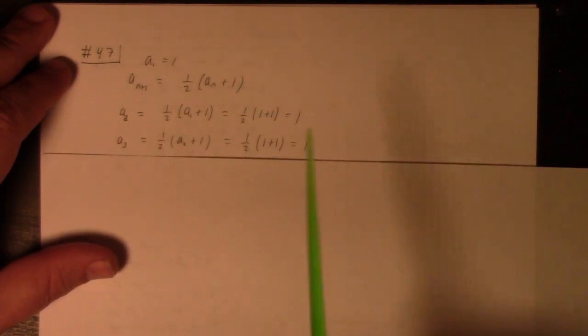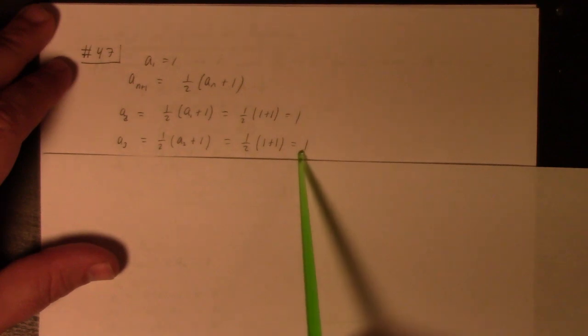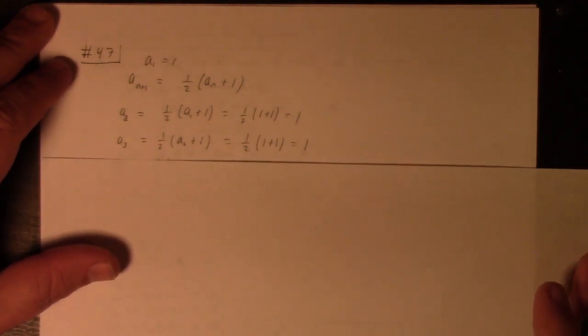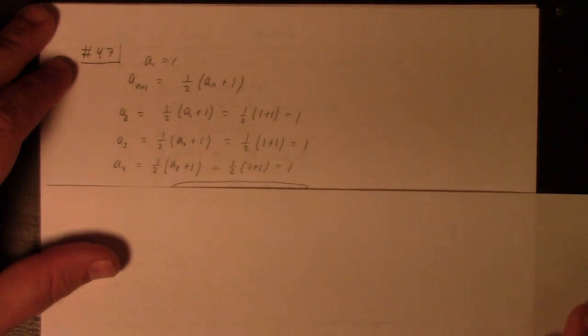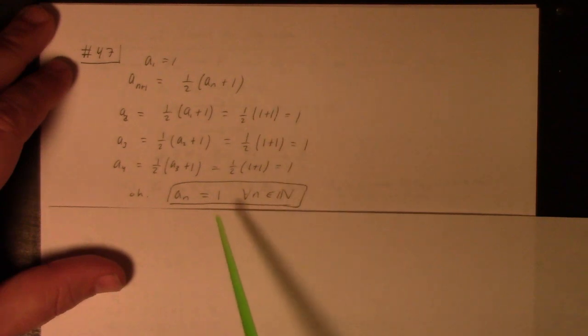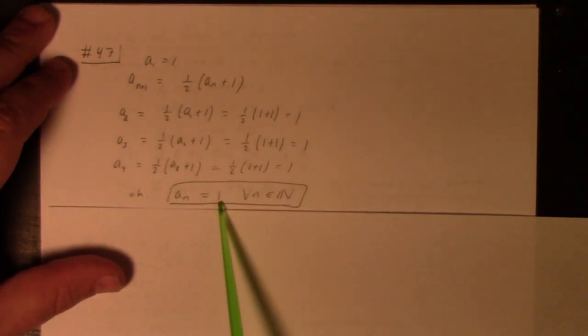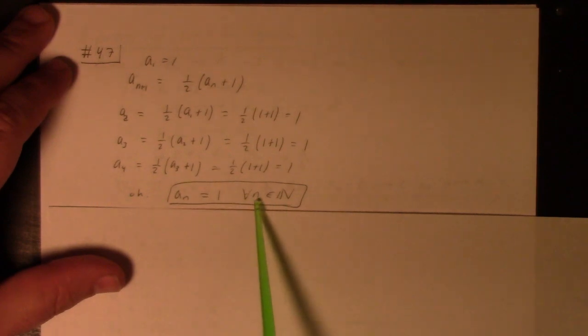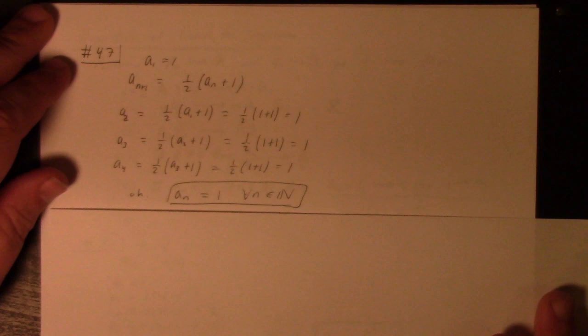a_3, well, 1/2 of a_2 plus 1, which is 1/2 of, hey. So it's like, do I really need to do 6 of these? I think I see what's happening. Apparently, this is a really annoying way of defining the constant sequence 1 in a recursive fashion, all right? So a_n is equal to 1 for all n in the natural numbers. There you go. That's the formula for this recursively defined sequence.